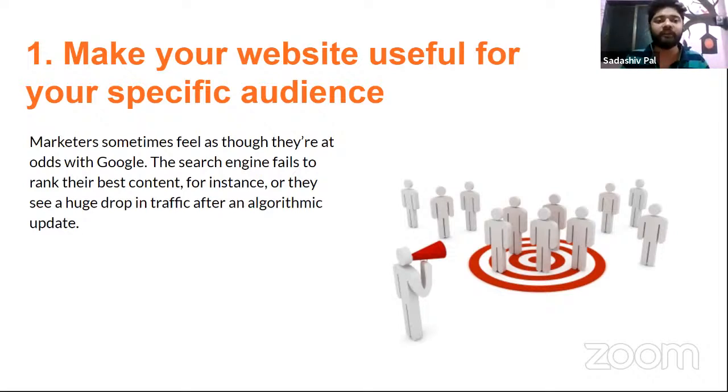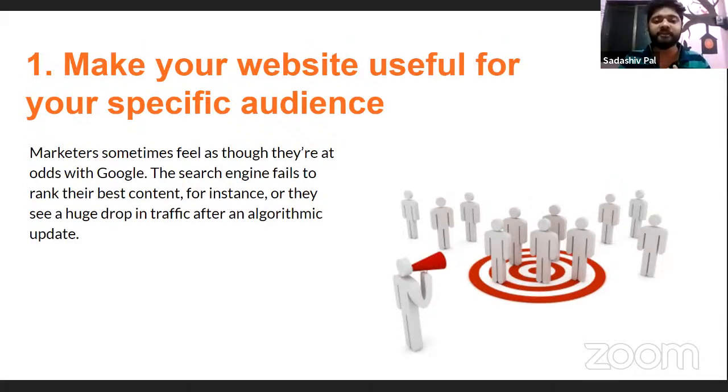Marketers sometimes feel as though they are at odds with Google, that the search engine fails to rank the best content, for instance, or they see a huge drop in traffic after an algorithmic update. So we have to make our website very useful for this specific audience. In reality, our goals and Google's are the same. Just keep in mind one thing: whenever you are optimizing your website, think from the customer's perspective. Don't ever try to optimize your website from Google's perspective, because Google will only love you when you love your customers. You give what customers are looking for, and Google will give what you want.